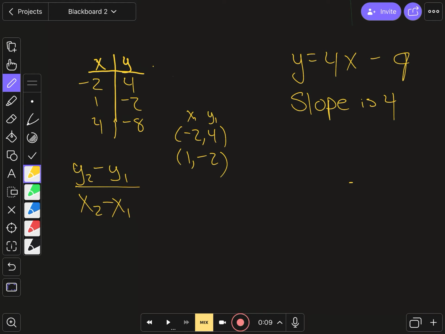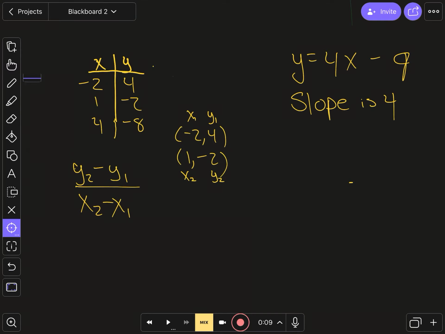Down here, I'm going to call this first number, which is the x, x2. Second number is the y, I'm going to call it y2. So for my first point, I'm going to call my x x1 and my y y1. For my second point, I'm going to call my x x2 and my y y2.